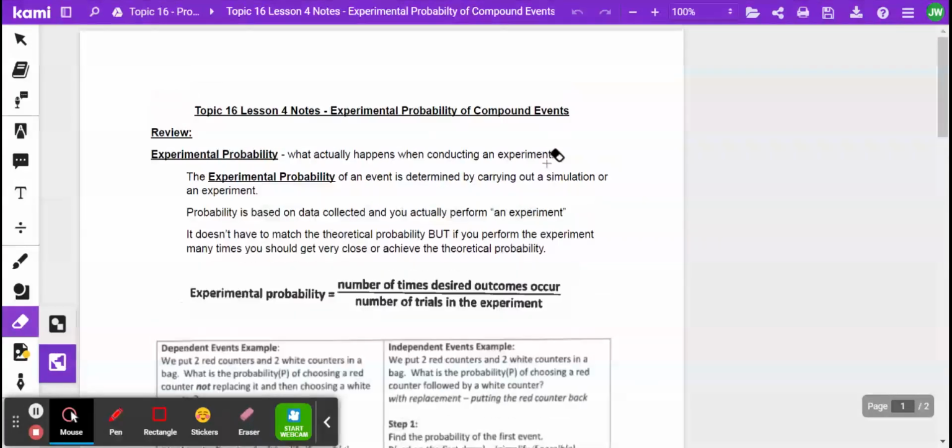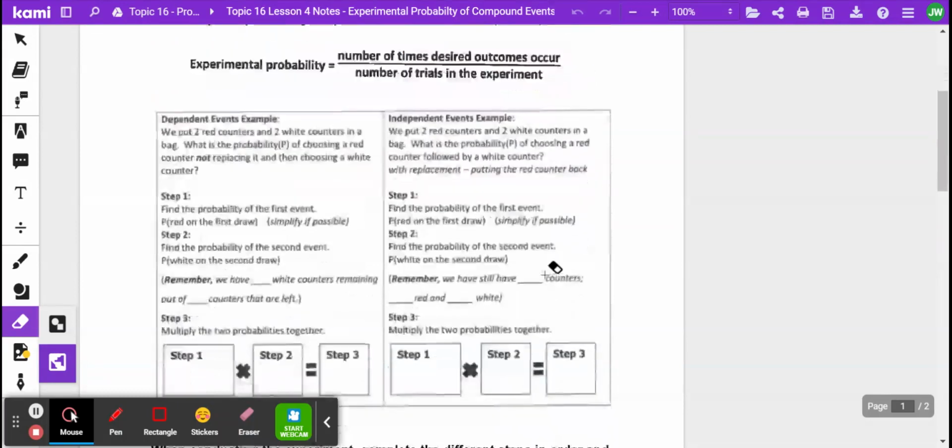So let's review what experimental probability is. It's what actually happens when you're conducting experiments, and theoretical is what should happen. It is based on a simulation or an experiment. Probability is based on what you actually collected from the data. To figure that out, you take the number of times that the outcome you wanted or were checking for turned out, over the total number of trials in the experiment.